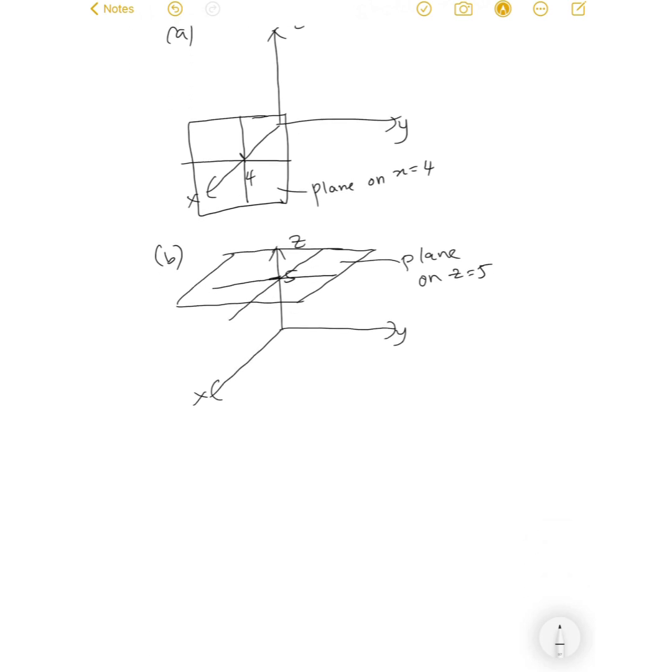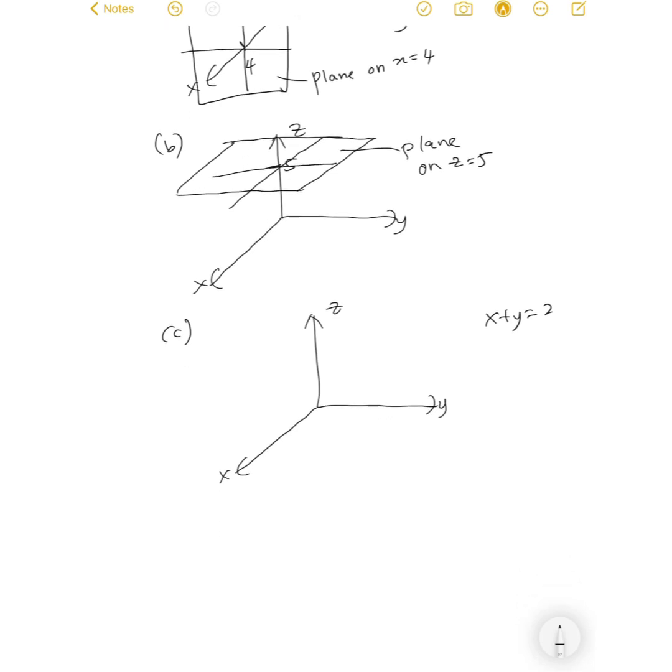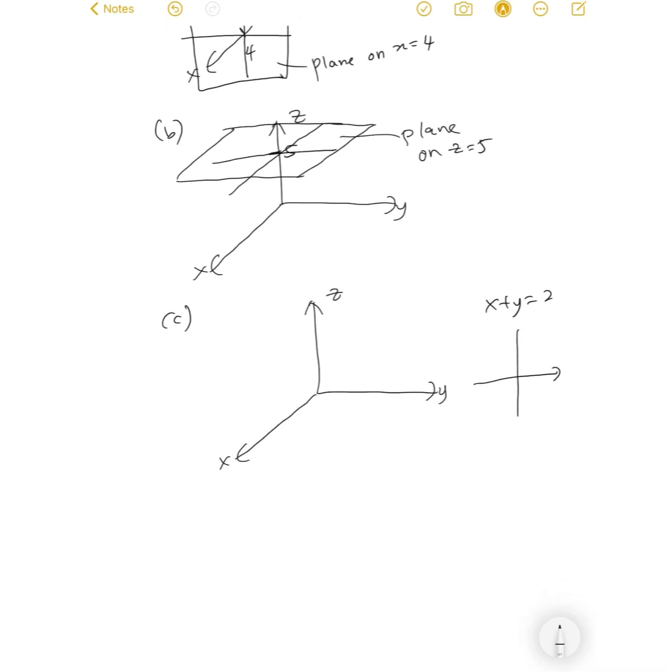x plus y equals 2. Okay, x plus y equals 2. How do you sketch x plus y equals 2 in 2D first? Let's say we want to sketch it in 2D. So y equals negative x plus 2. So something like this, okay? So when y equals 0, your x equals 2. When your x equals 0, your y also equals 2.